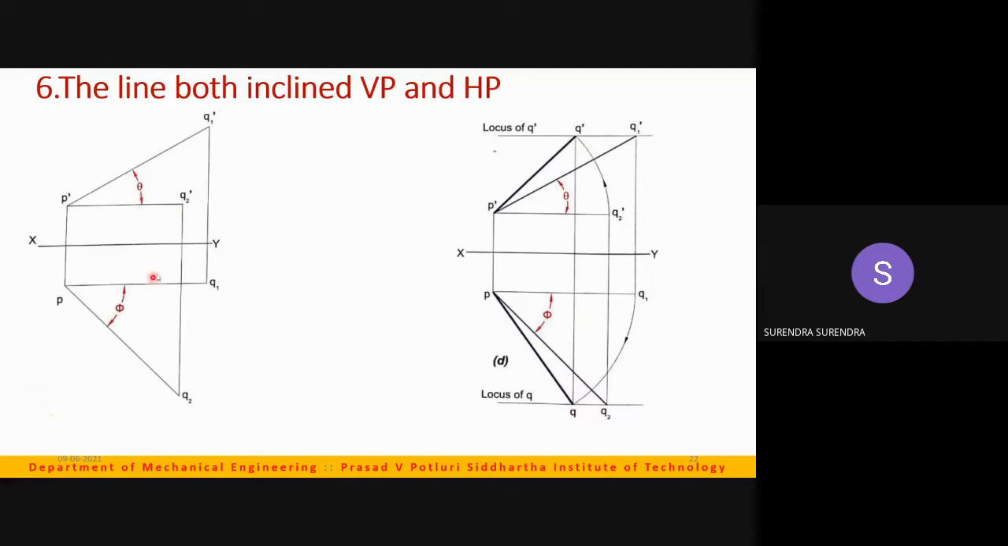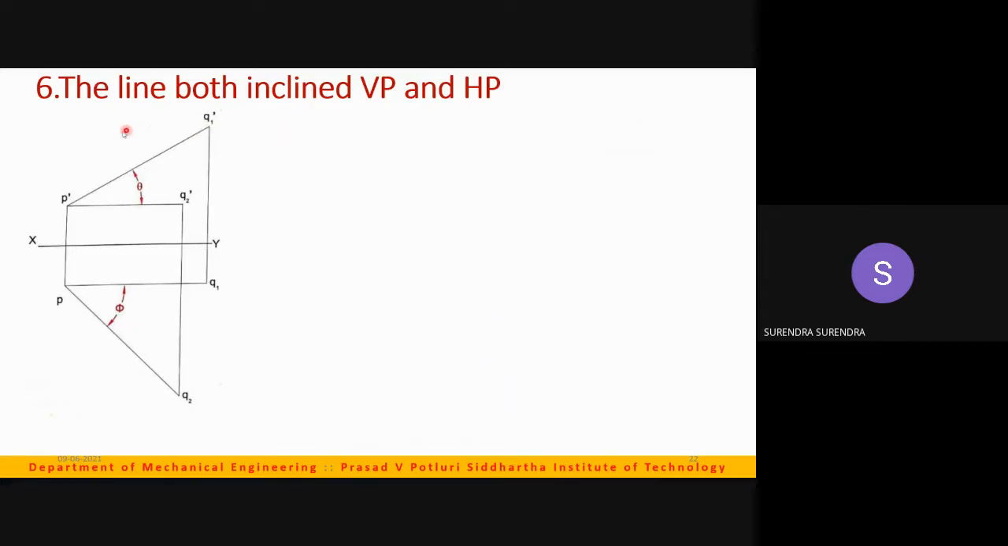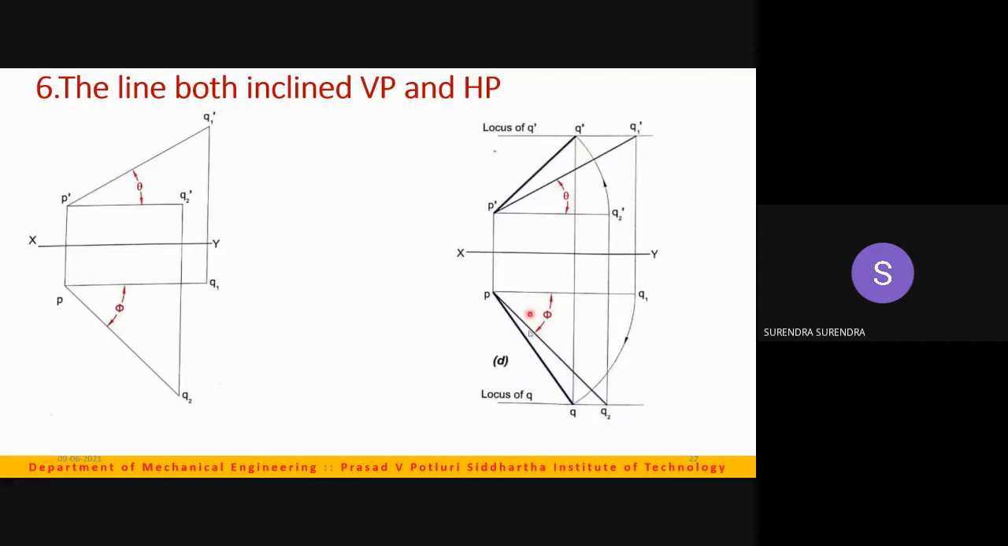Now, after completing this, draw a horizontal line passing through Q1 dash, writing it as locus of Q dash. And similarly, draw a parallel line to XY, or horizontal line, passing through Q2, naming it as locus of Q. So these two are the lines parallel to XY, one passing through Q1 dash and the locus of Q passing through Q2. Somewhere on this line the Q exists, somewhere on this line the Q dash will exist.